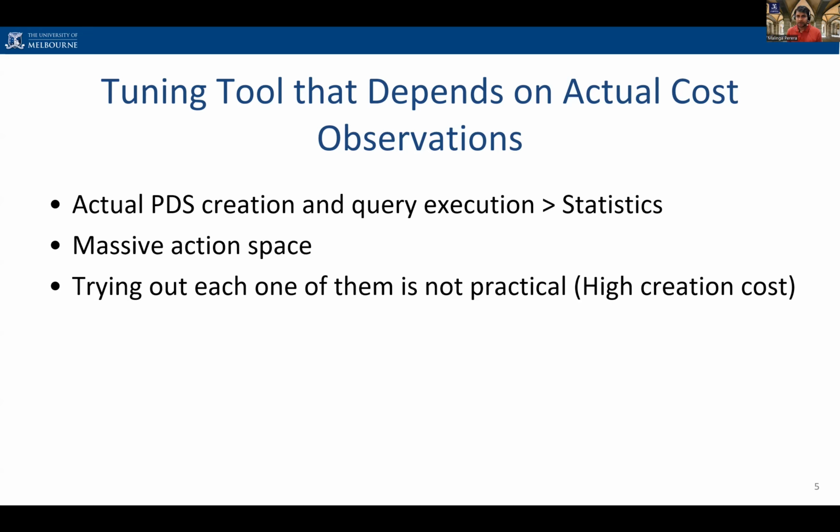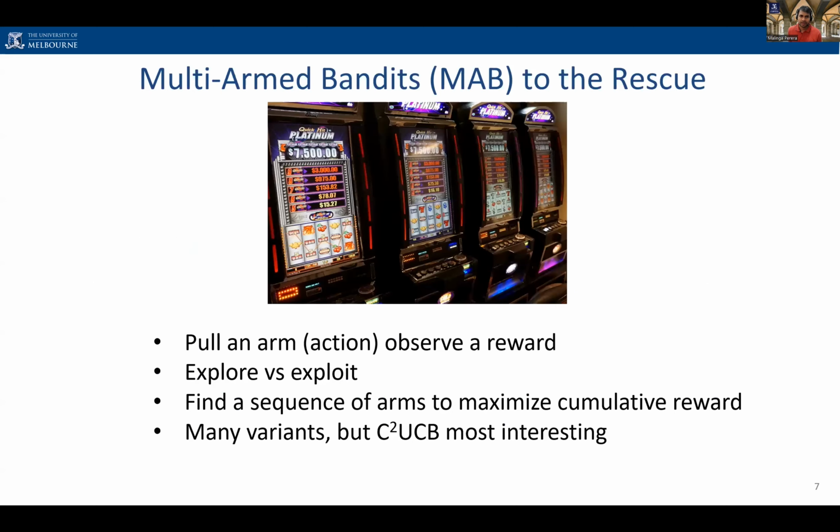However, we are talking about a massive action space. Almost every combination and permutation of columns in the database can be turned into a valid physical design structure. Therefore, trying to create or materialize each physical design structure is clearly not practical, especially with the high creation costs from rich physical design structures like materialized views. This is impossible. So let's get ourselves familiar with multi-armed bandits, because that's what we are going to use with HMAB.